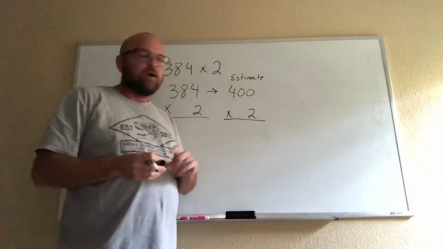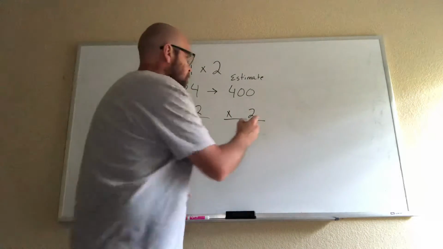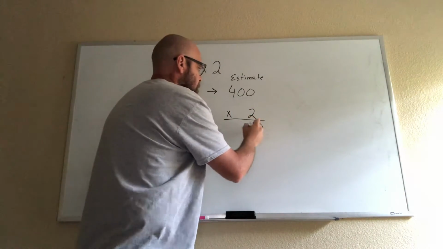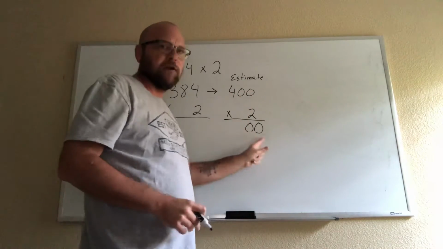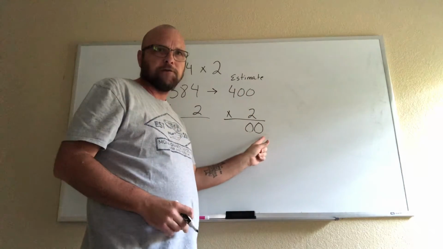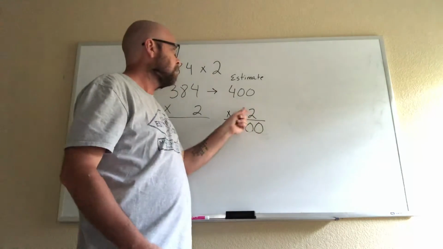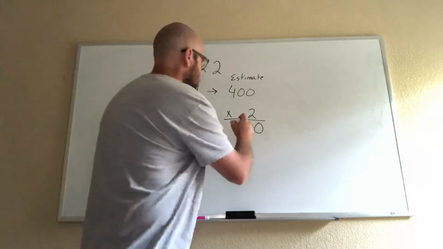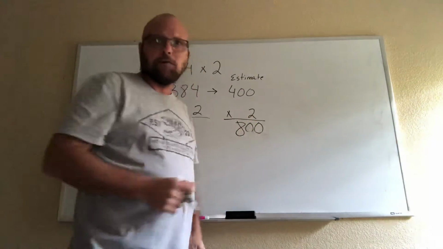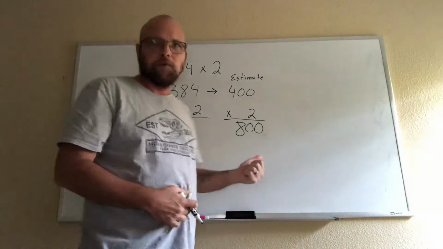And when I'm multiplying and I have trailing zeros, I can just put those zeros down here, because 2 times 0 and 2 times 0, they're just going to end up down here anyway as zeros. Then if I need to look at my multiplication chart, I have 2 times 4, which gives me 8. And so my answer should be somewhere near 800.